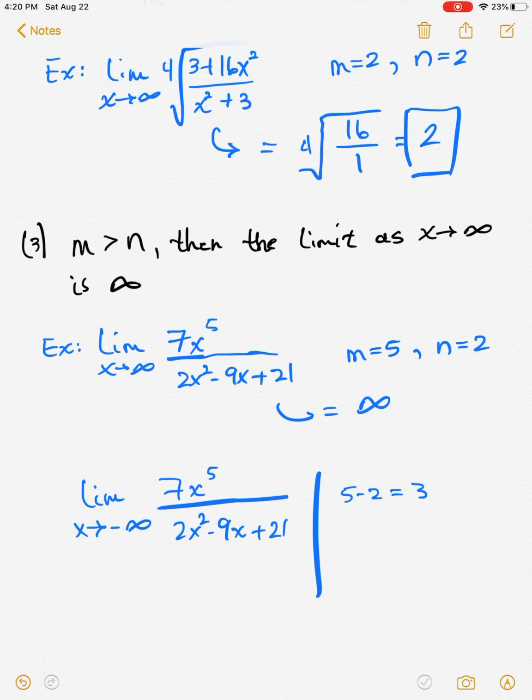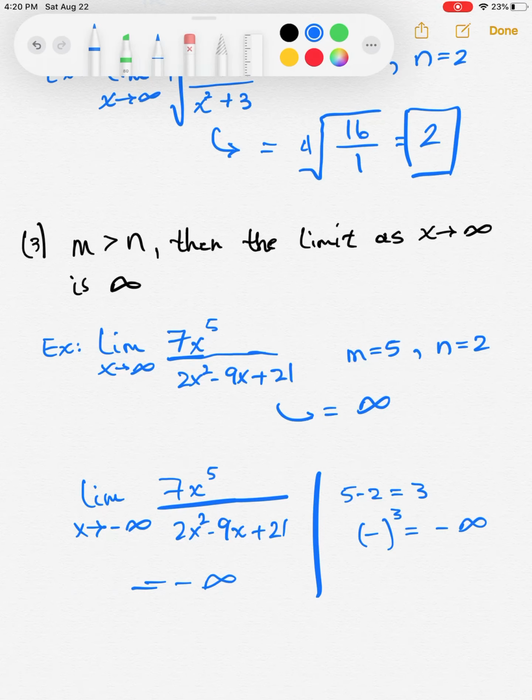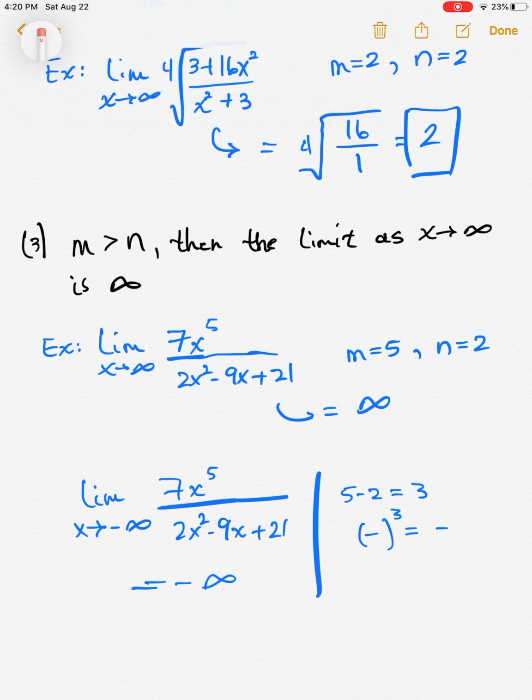All right. Now, 3 is odd. When you raise a negative to an odd power, you're going to end up with a negative. So your limit will go to negative infinity. And that negative infinity should have been right there.